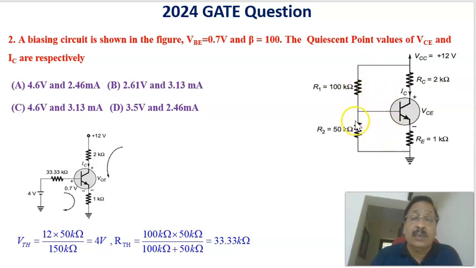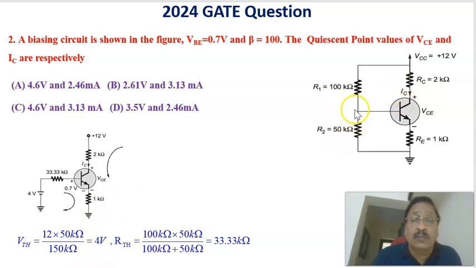Now this is a voltage divider biasing, in which if you draw the corresponding Thevenin's equivalent circuit at the input side, it will become VTH and RTH. The voltage at this point is 12 volts into 50 divided by 50 plus 100, that is 12 into 50 divided by 150 kilo ohm. Therefore, that is equal to 4 volts.